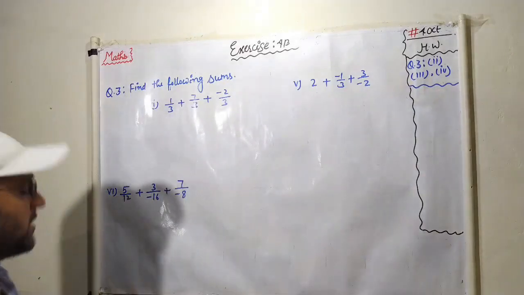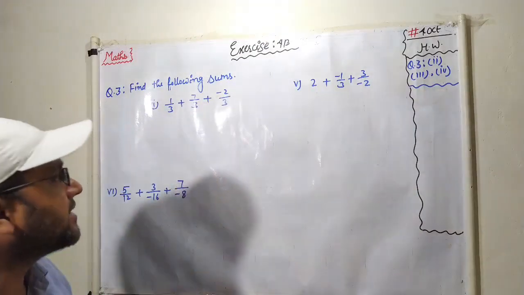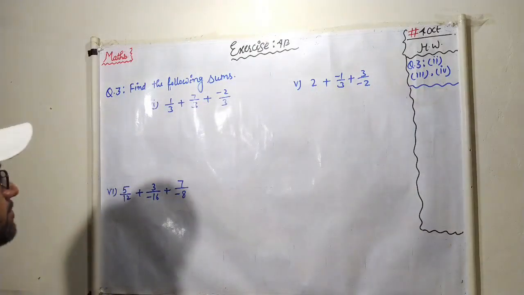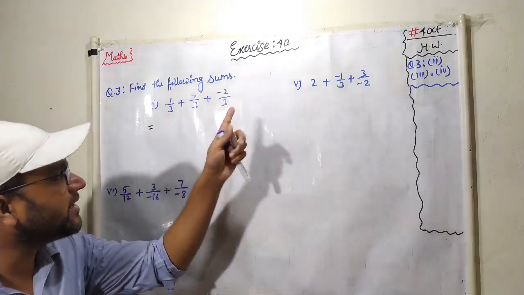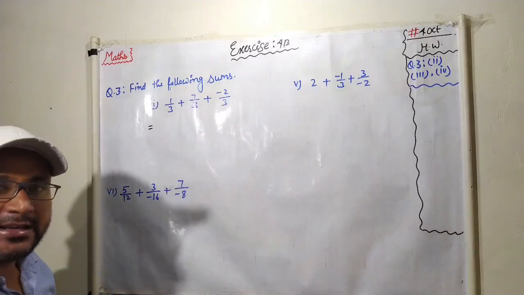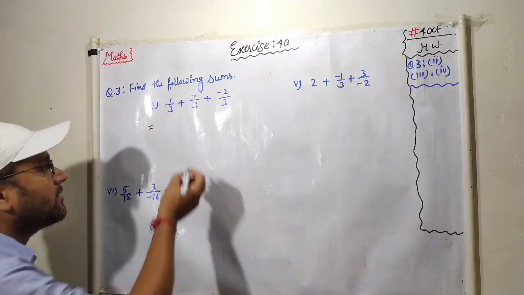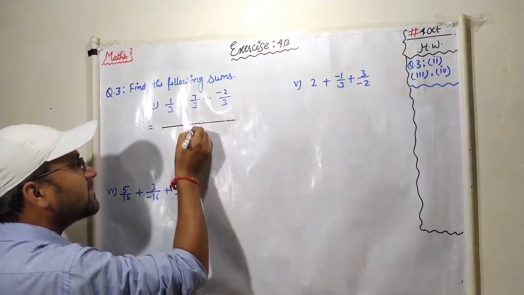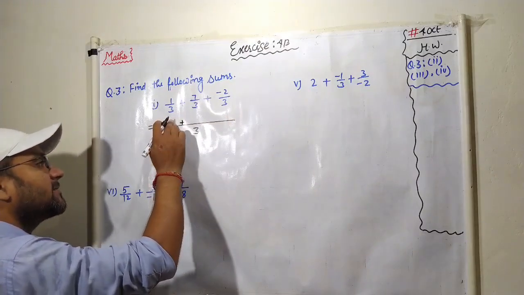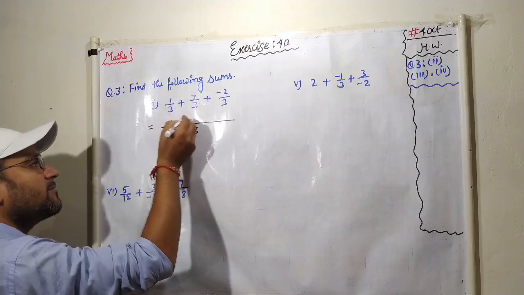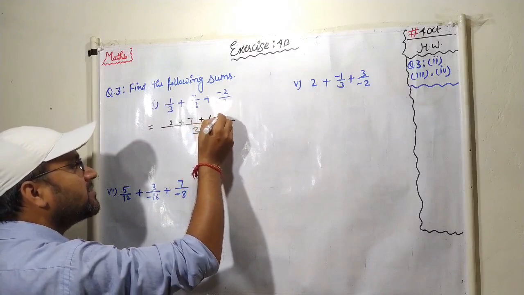Now the first question: 1 upon 3 plus 7 upon 3 plus minus 2 by 3, students. In this one, you see these denominators are equal, so it is very easy. Add the numerators and write the common denominator 1 time, so it is 3. Okay, 1 plus 7, and plus, and this is a minus, so write in a bracket minus 2.